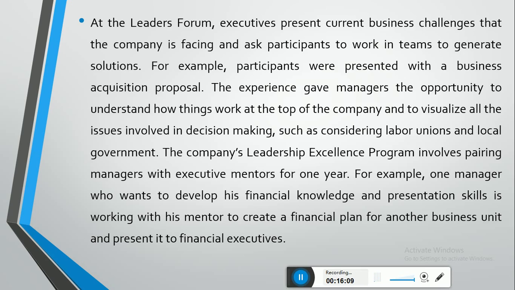So that's why the company's leadership excellence program involved pairing a manager with an executive mentor for 1 year. For example, one manager who wants to develop his financial knowledge and presentation skills is working with his mentor to create a financial plan for another business unit and present it to financial executives. So you see how they develop their new skills, how they develop their new employees.